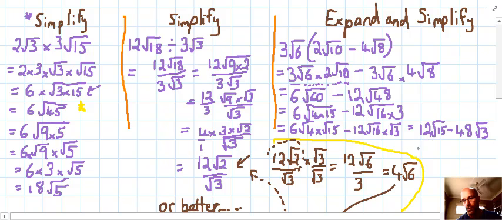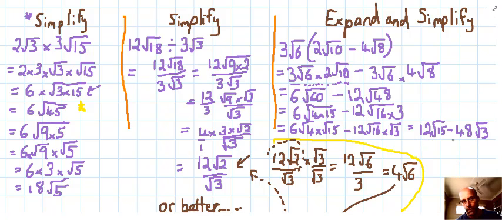Is that simplified? Let's have a look. Well, the 48 root 3 is simplified. 15, what are the factors of 15? 5 and 3, 1 and 15. Well, none of them are square numbers, so that's settled. So it's 12 root 15 minus 48 root 3. Multiplication and division of surds.